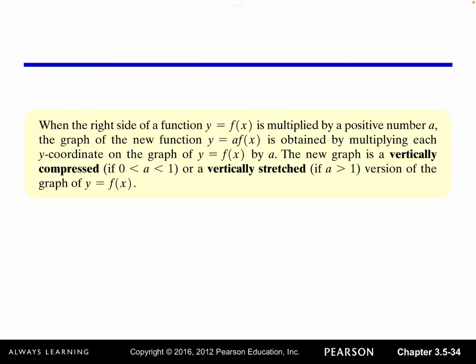Horizontal direction will be a little bit opposite.